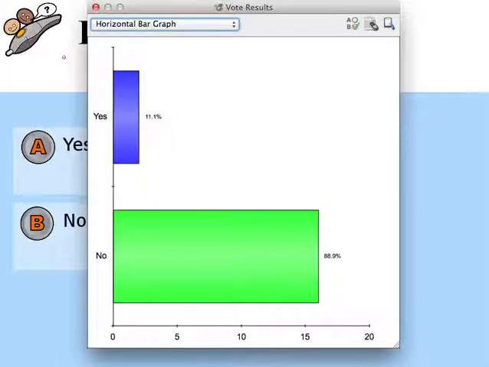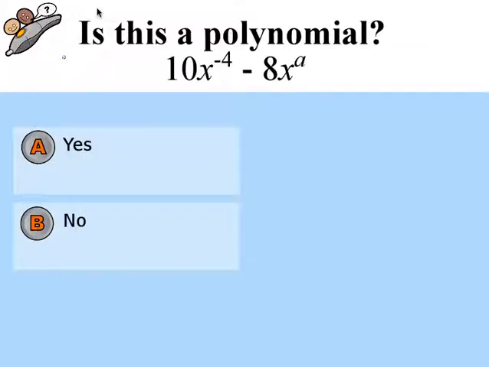And the answer is no. There's actually 2 reasons. What's one of the reasons? The negative exponent here, and also the a. So this fails for 2 reasons. Can't have a negative exponent, can't have a variable as an exponent.